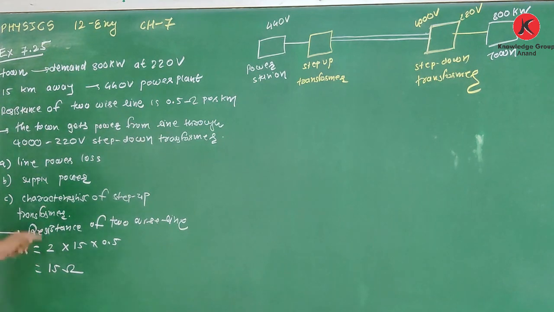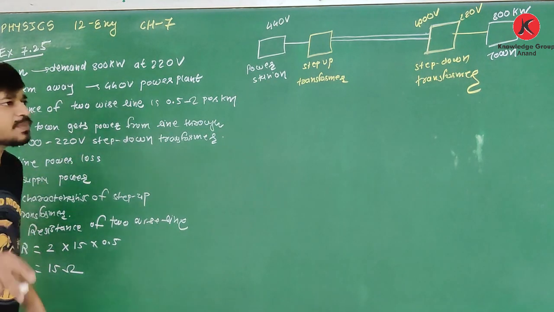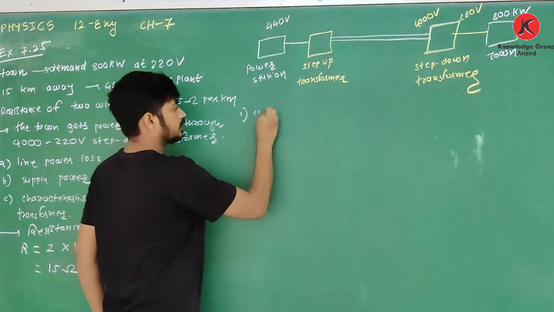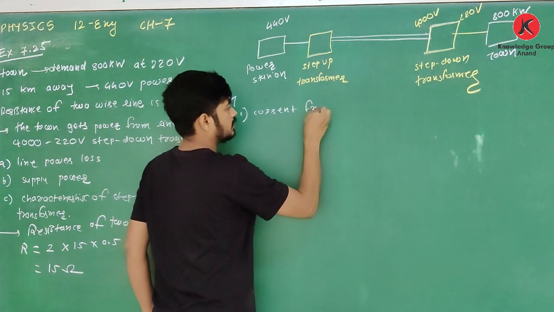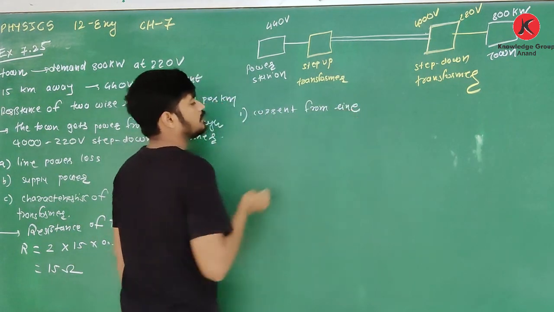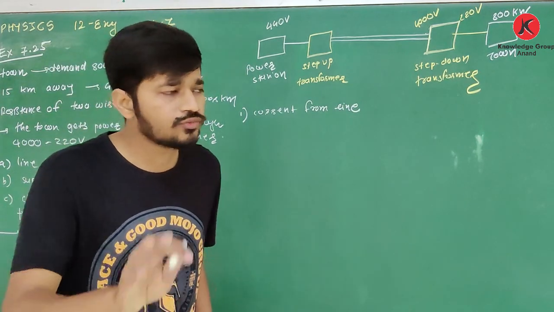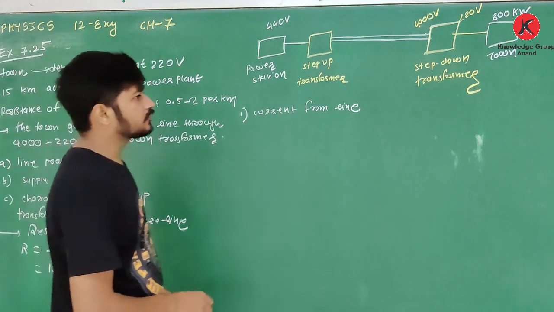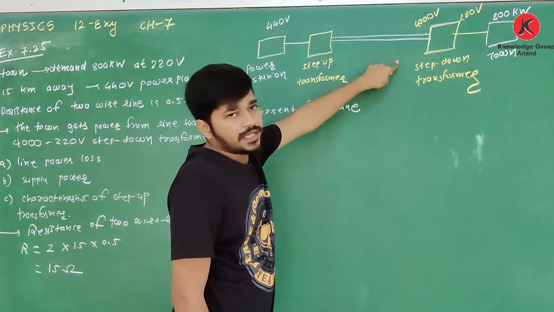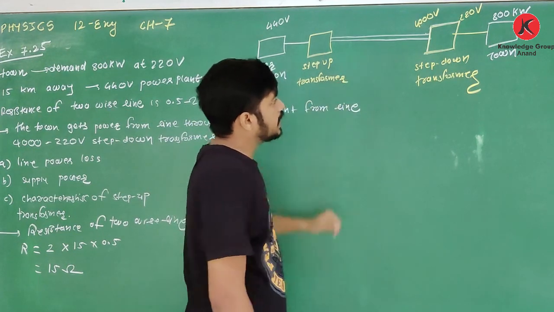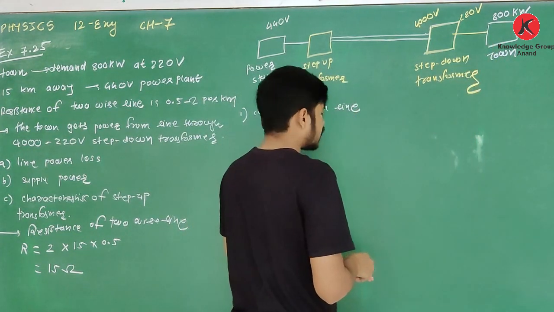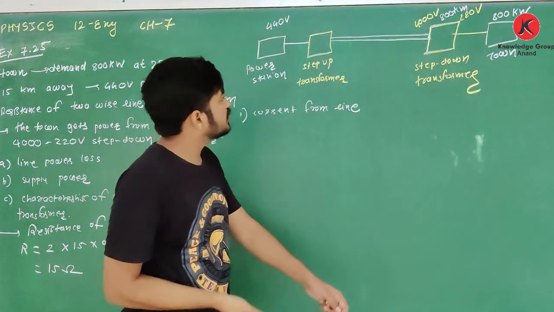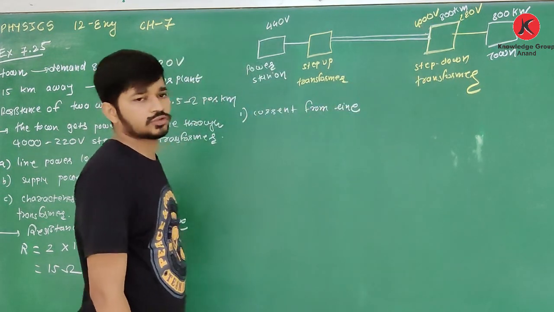Okay. Now first of all, I have to find the line power loss. So I will find the current flowing from the line. How to find the current from the line? See, here the town gets power of 800 kilowatt. At this step down transformer, what is the voltage? It is 4000 volt.